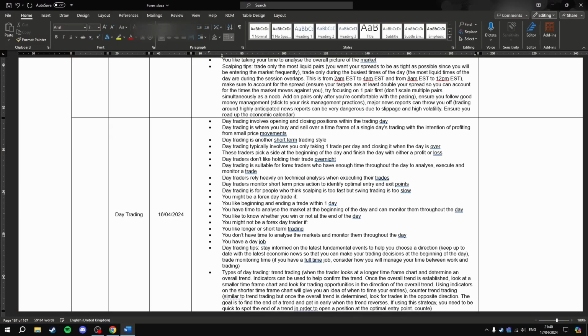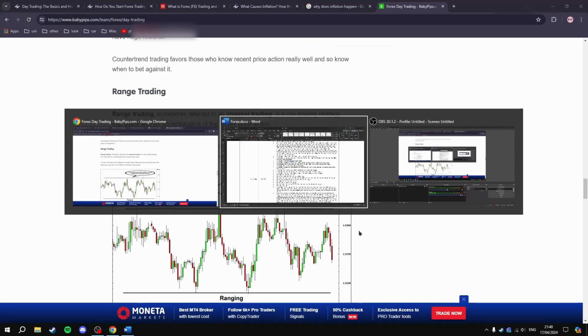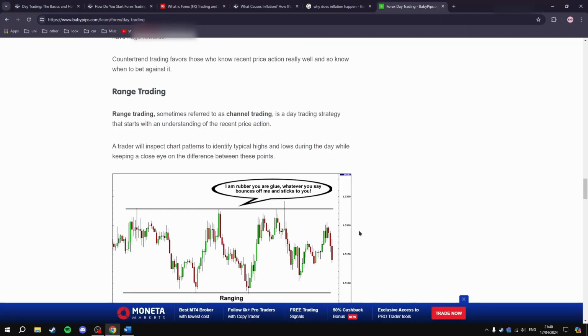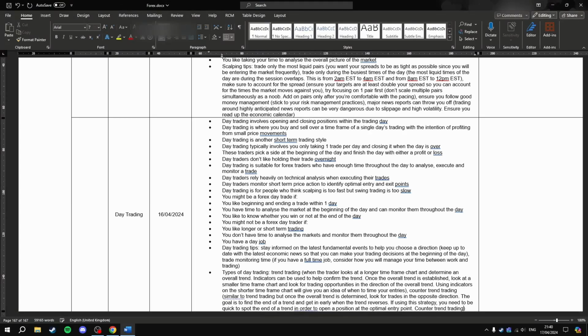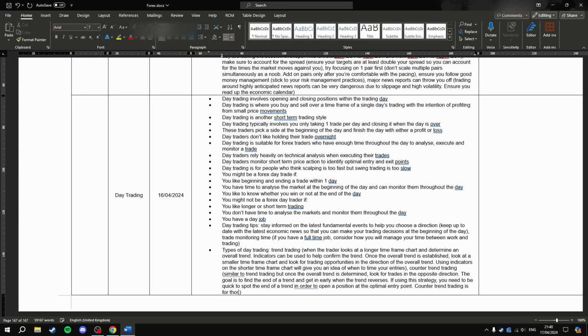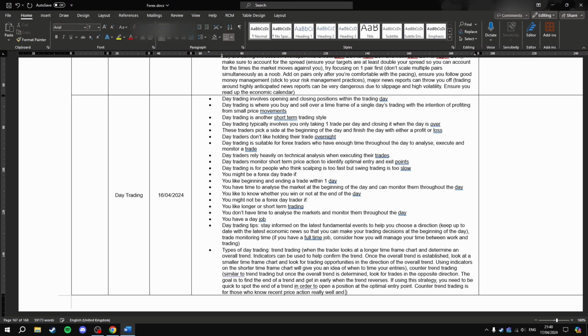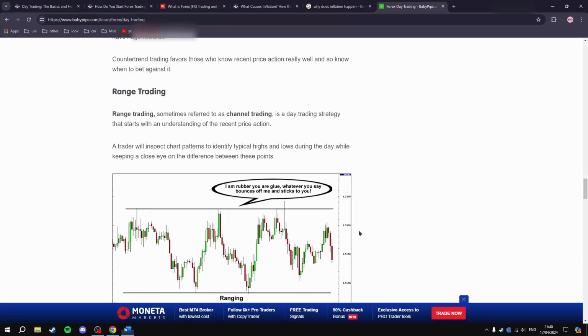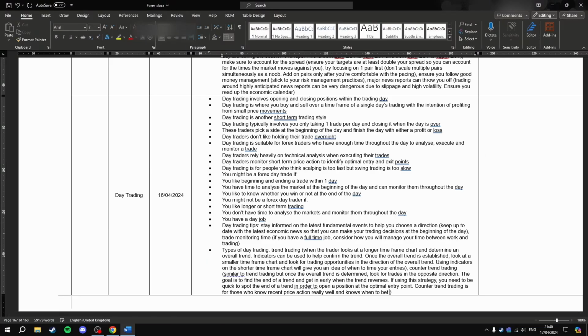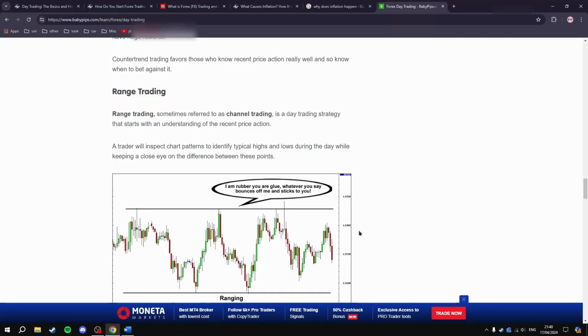So counter trend trading is for those who know recent price action really well and know when to bet against it. Sounds a little bit risky.